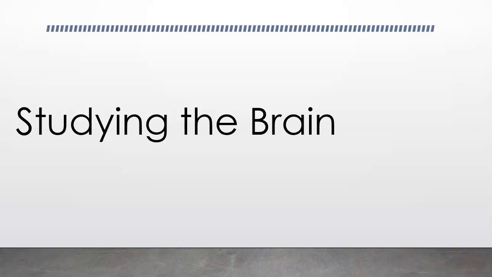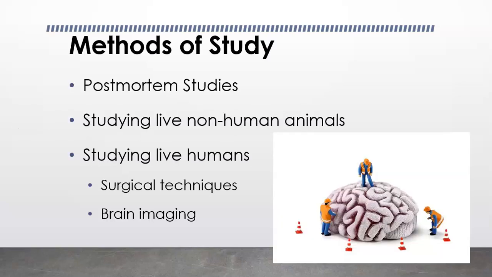So for the last part of chapter 3, now that we know how neurons work, now that we know how the brain is organized, now we want to understand, well, how do people study the brain? Obviously, you can't just observe the brain working as it is normally, unless you have X-ray vision, in which case, super cool. So how do we go about studying the brain? There's a few different methods of study.